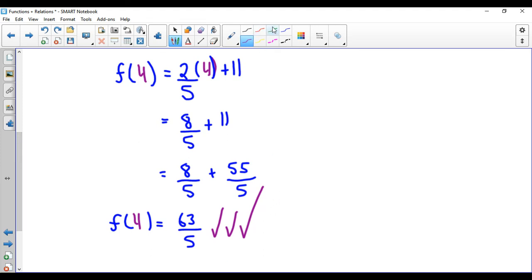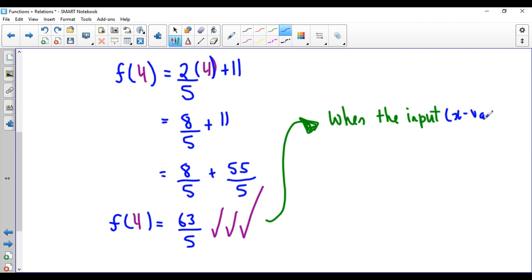So again, what does this mean? I'll be repeating this often, but once you get the hang of it, you don't have to be thinking about this all the time. This means when the input, remember, what does the input mean? When the x value is 4, the output, or the y value, is 63 over 5.